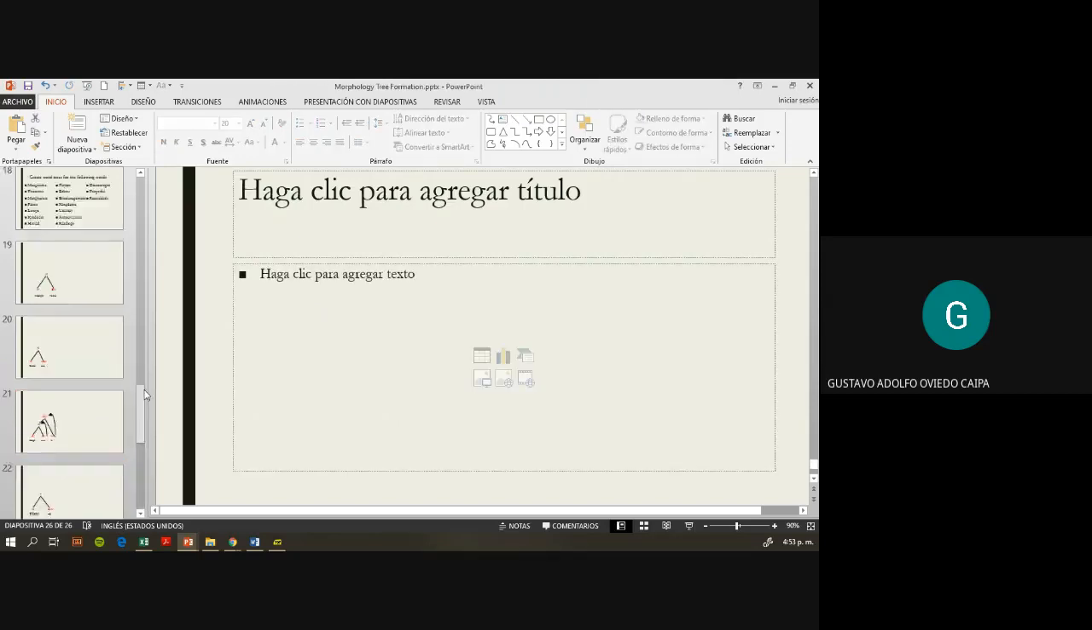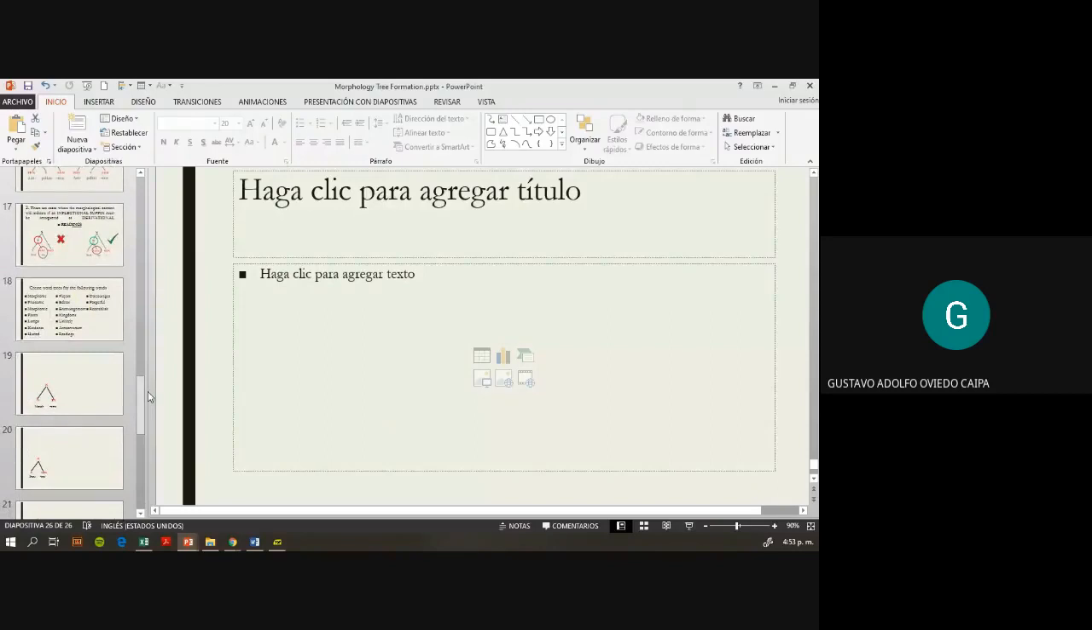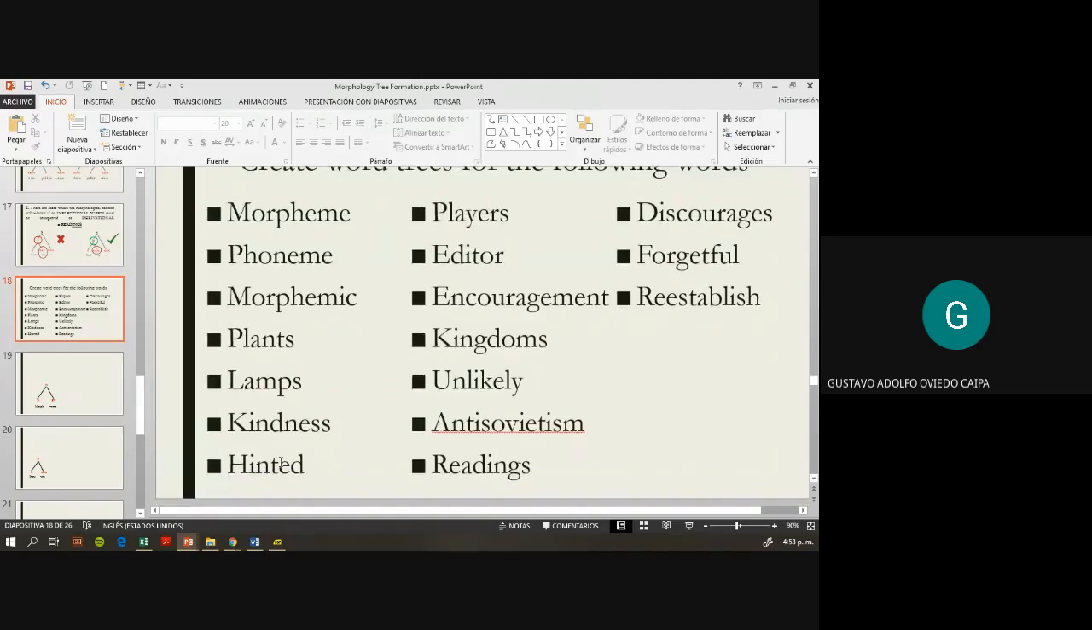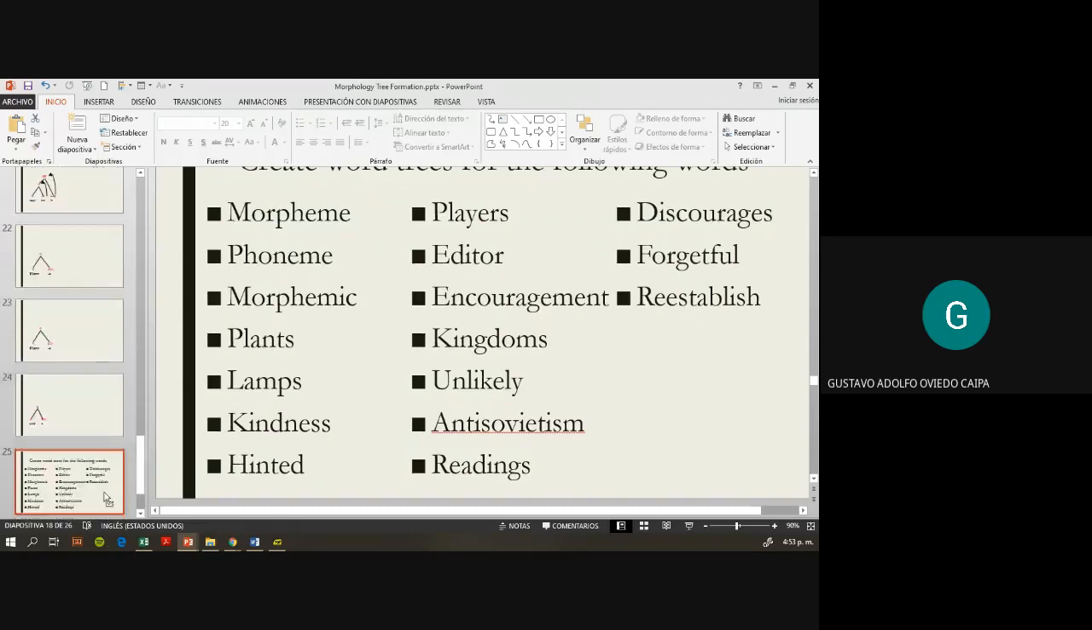I forgot what the word was. Kindness. This is hinted. Hinted and then players. I'm gonna move this to the end.